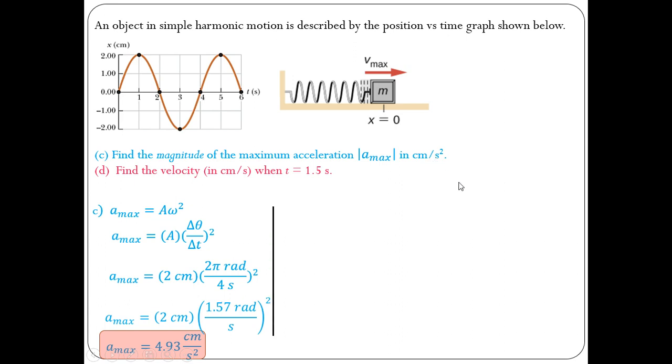Let's go part D. Part D asks us to find the velocity in centimeters per second when it is 1.5 second. So I'd like to point out that if you don't know this graph, it's a sine graph. Hopefully I can just knock this out real quick. I gave you the parent graph of a sine function to the right here just for you to help you visualize. A sine graph starts at 0.